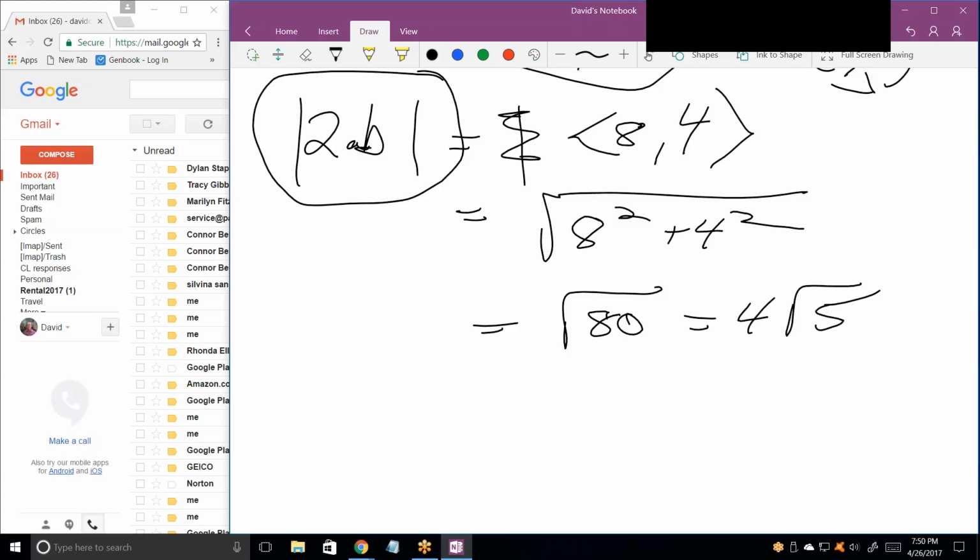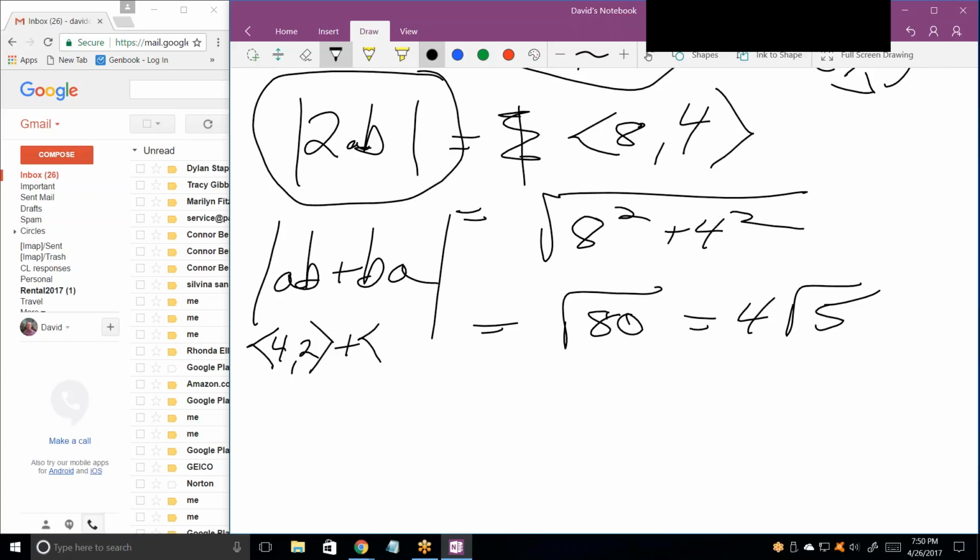Find the magnitude of AB plus BA. Well, right off the get-go, we know those are going to look opposite, right? AB was 4, 2. BA was minus 4, minus 2. So when I add those two together, I get 0, 0. The magnitude of that is going to be 0.